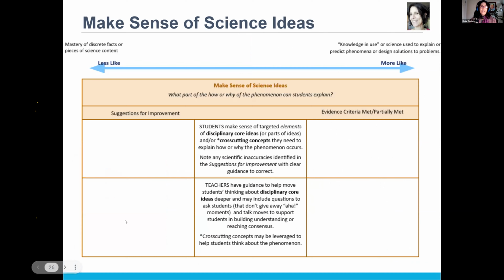So what I'd like to do in the short amount of time that we have today is to use one part of this tool, the Sensemaking tool. And we're going to start with make sense of science ideas, because I also wanted to share with you that you do not need to use the Sensemaking tool in order. You don't have to start with phenomena and work criterion by criterion to the end. You can start anywhere. And so we'll start with make sense of science ideas.